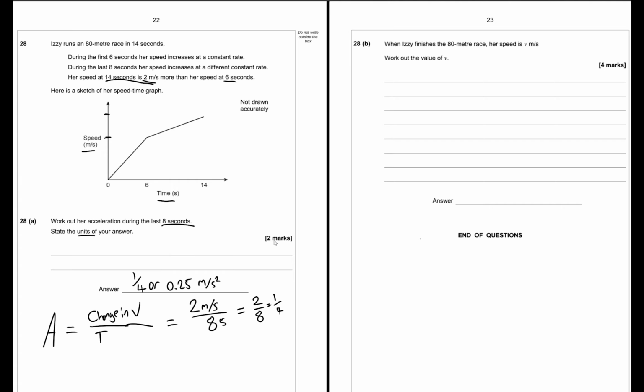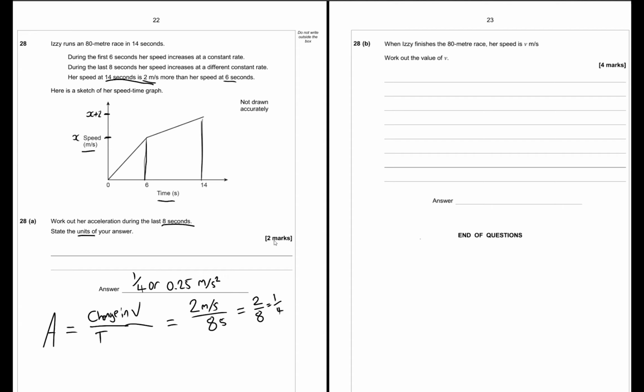So let's call the top one x plus 2, because her speed at 14 seconds is 2 meters per second faster. And then let's call her speed at 6 seconds just x. Okay, so what do we know about a speed time graph? We know the area under the graph is equal to the distance. So what we want to do is find this area under this graph here.